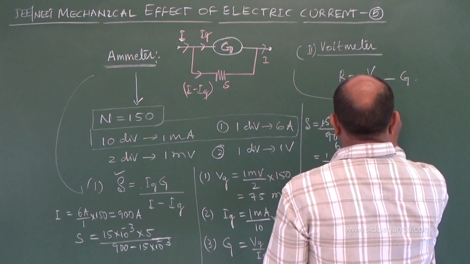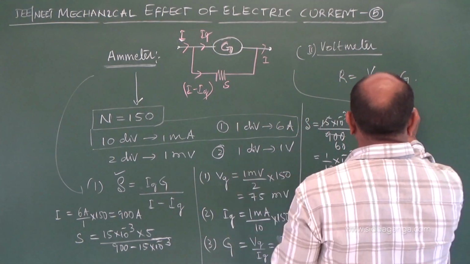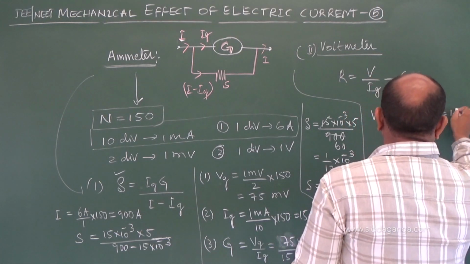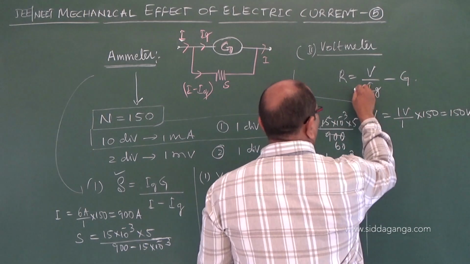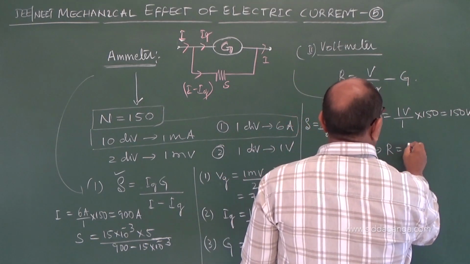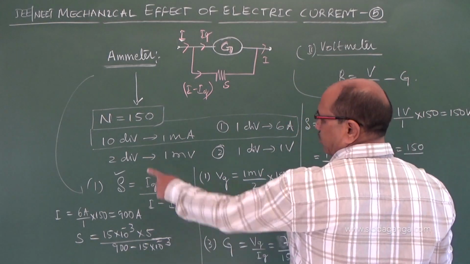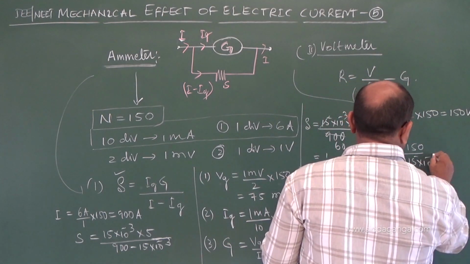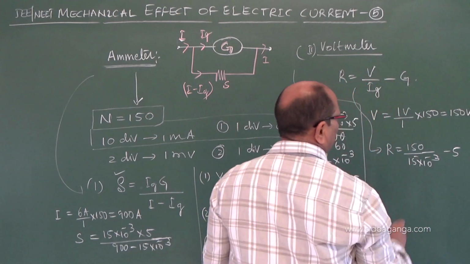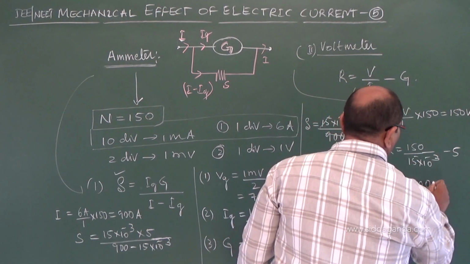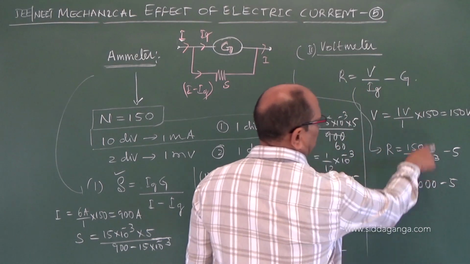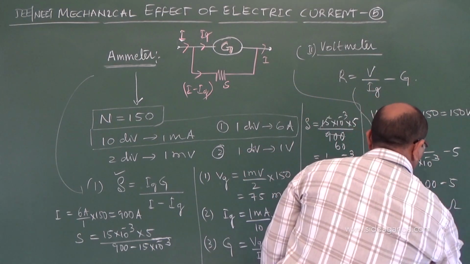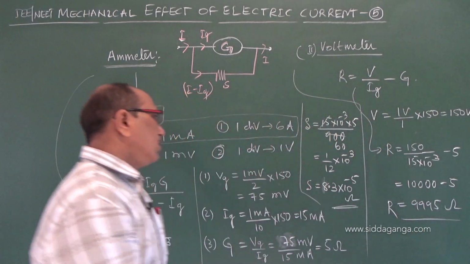Here I want V. 1 division is 1 volt, so 1 volt by 1 division into 150 is 150 volt. Therefore, I can write R is equal to 150 by Ig, which is 15 milliamps. 15 into 10 power minus 3 minus 5. That is 10,000 minus 5, because minus 3 plus 3 into 10. 9995 ohm is the resistance value.